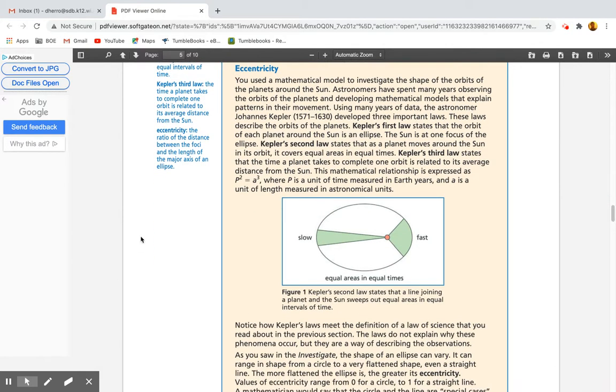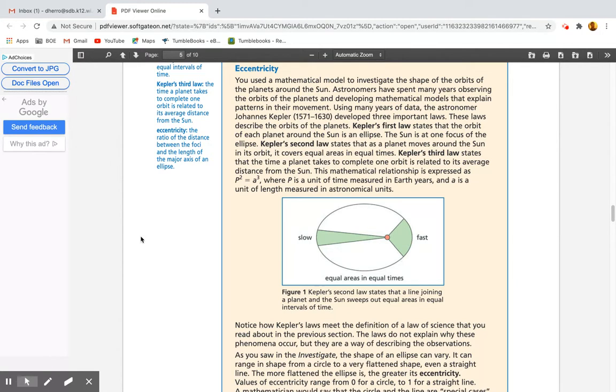Eccentricity. You used a mathematical model to investigate the shape of the orbits of the planets around the sun. Astronomers have spent many years observing the orbits of the planets and developing mathematical models that explain their patterns and their movement. Using many years of data, the astronomer Johannes Kepler, 1571 to 1630, developed three important laws. These laws describe the orbits of the planets.